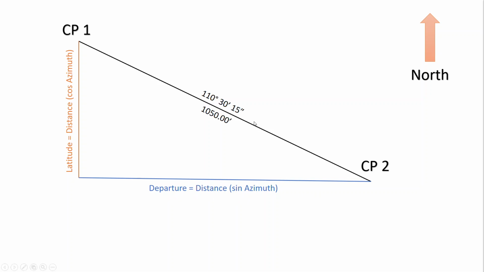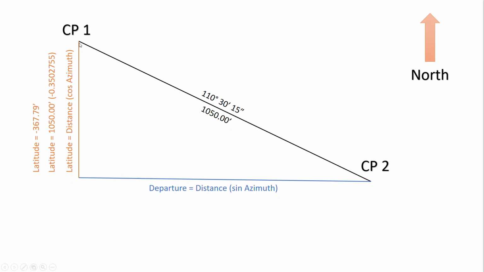If we add a direction and a distance to this example, an azimuth of 110 degrees, 30 minutes, 15 seconds, and a horizontal distance of 1,050 feet, we can compute the latitude and departure, or the northing component and the easting component of line 1, 2. Latitude is going to be 1050 times the cosine of the azimuth, which is a negative 0.3502755, or a latitude of a negative 367.79 feet. And remember, these signs are important.